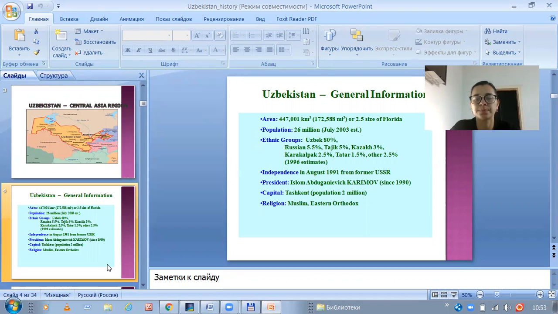Independence declared on August 21st, 1991. President Islam Abdulhamid Karimov and current president is Shavkat Mirziyoyev. Capital Tashkent, religion Muslim, Eastern Orthodox.